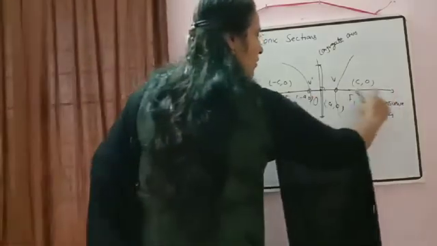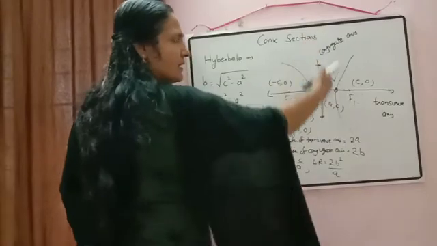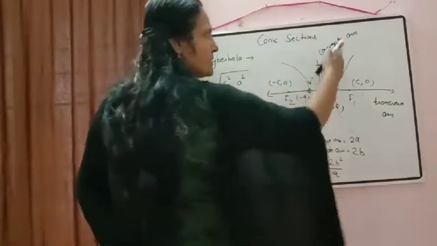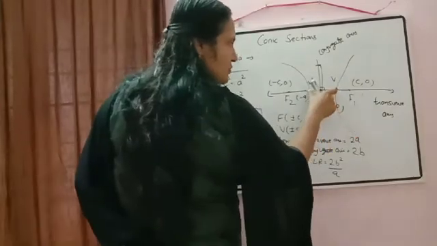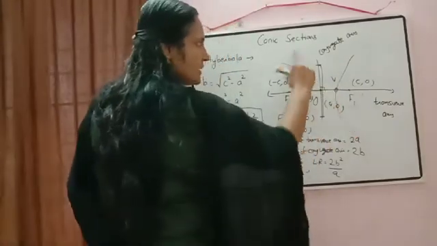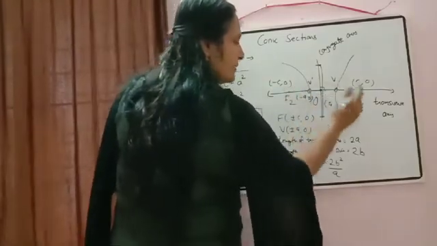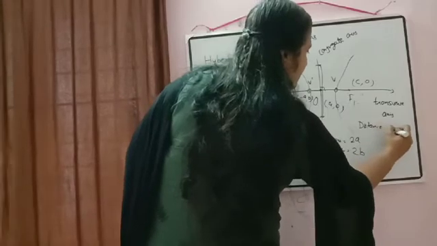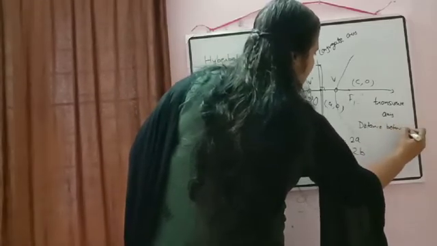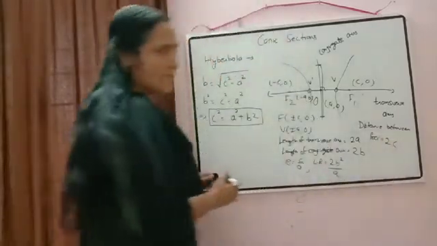This axis now we will call the transverse axis. The axis perpendicular to the transverse axis will be the conjugate axis. Length of transverse axis 2a. Length of conjugate axis 2b. What will be the distance between the foci? Yes, distance between the foci will be equal to 2c. Distance between the foci is equal to 2c.